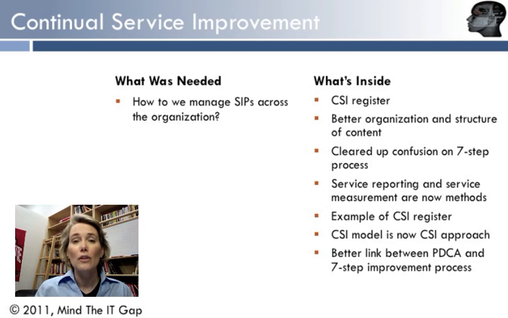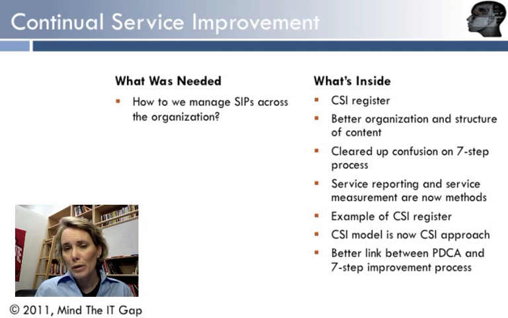Now, CSI, to me, the most glaring thing that we were missing was a way to manage improvement opportunities across the organization and across IT. So we see this addressed within the CSI register. There's now some sort of a centralized focus for these improvement opportunities to be managed by this phase of the service lifecycle. Better organizational structure and content of the book.